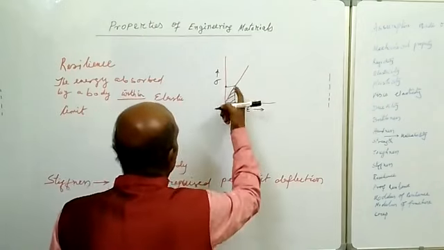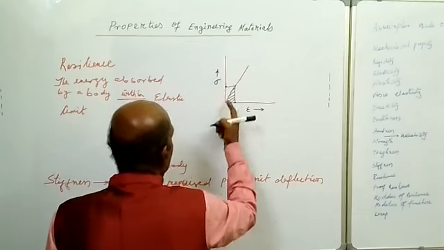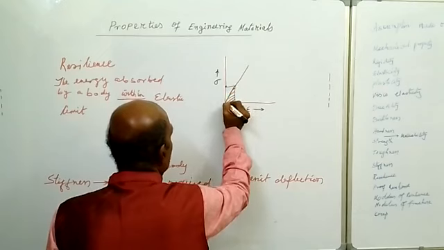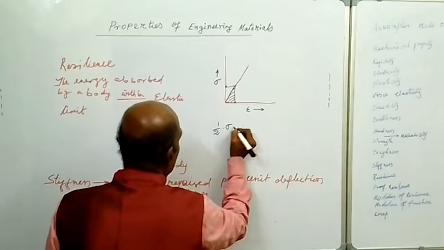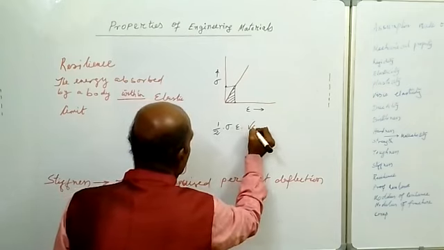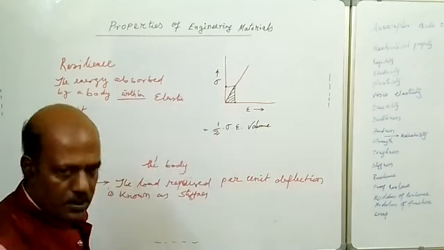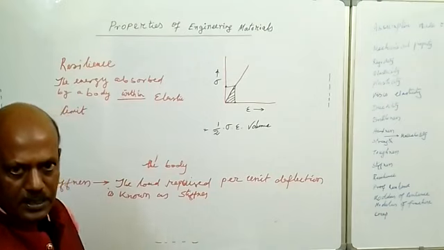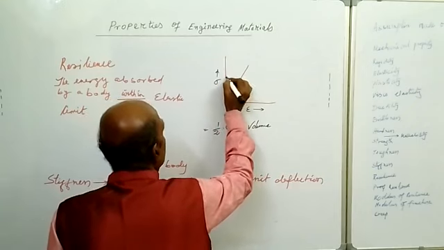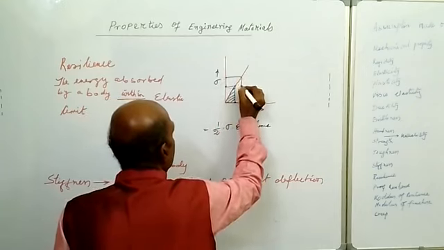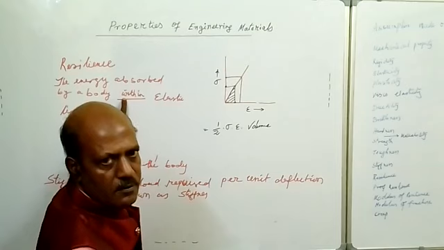Within elastic limit, under the stress strain curve, this is the energy absorbed by the body per unit volume, given by half into stress into strain. If we multiply with volume, that will give you the resilience of the body. So it depends on the stress developed on the body. That means if the load is increased, the energy absorbed will also increase. That's why it is written as within elastic limit.